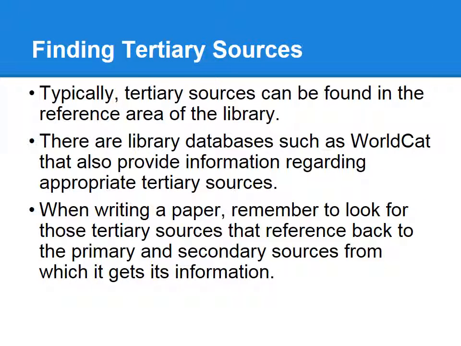Tertiary sources in a library are typically found in the reference section. A lot of times there are multi-volume sets, so they're not available for checkout, although some tertiary sources are found in the regular stacks. And there are also a lot of library databases, such as WorldCat, that provide information regarding tertiary sources. And when you use a tertiary source in writing a paper, remember to look for those sources that reference back to the primary and secondary sources from where they get their information, because that'll provide you with a trail of sources that you can then cite. You typically won't cite a tertiary source in a paper, but you'll use it for background and for finding other things of interest.